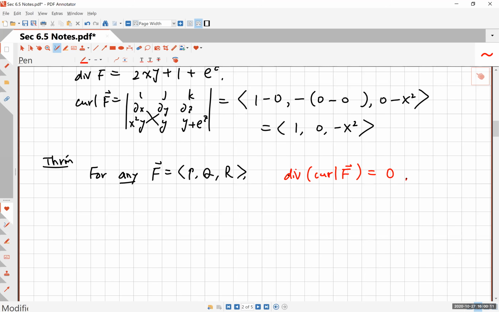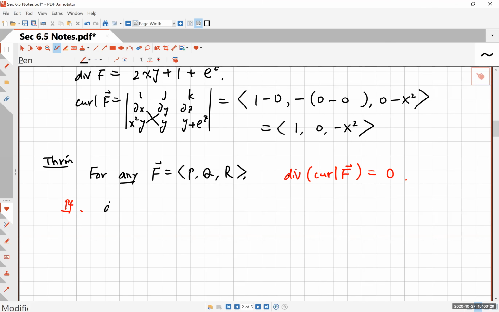And that may sound strange, that this is true for any vector field P, Q, R and any point x, y, z. So that may sound a bit surprising, but it's really not. And the proof is actually pretty simple as well. So let me go ahead and do this.